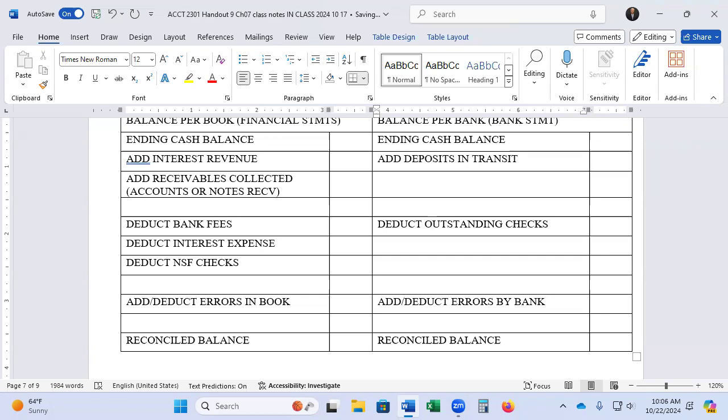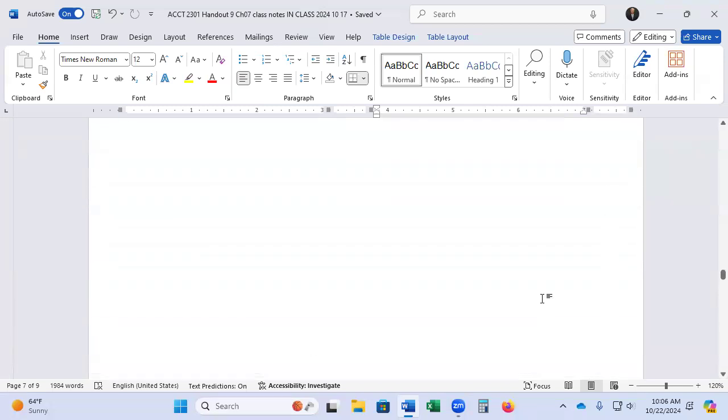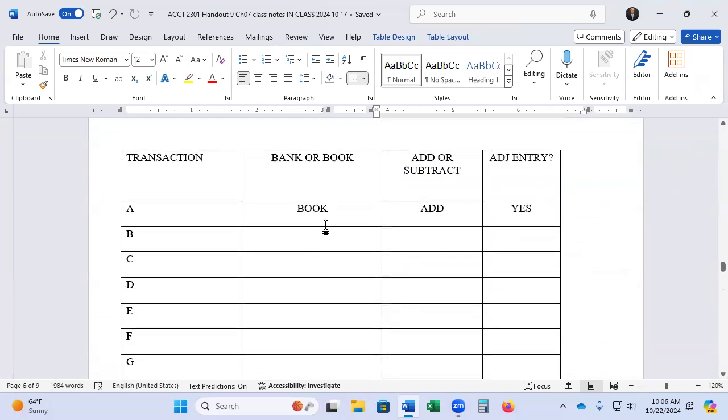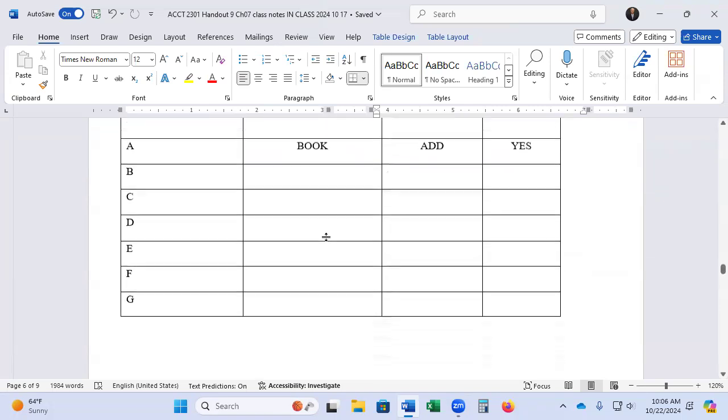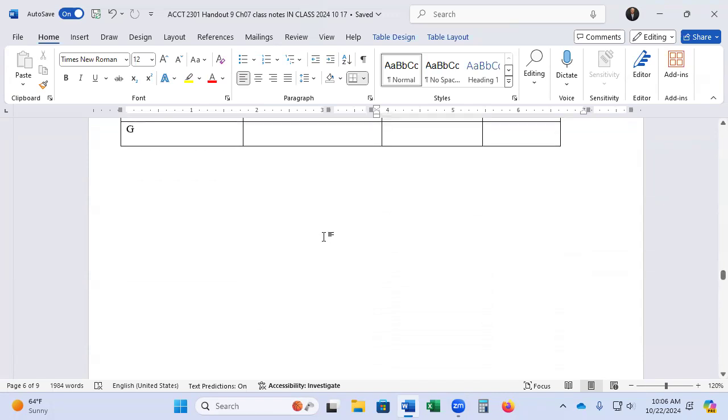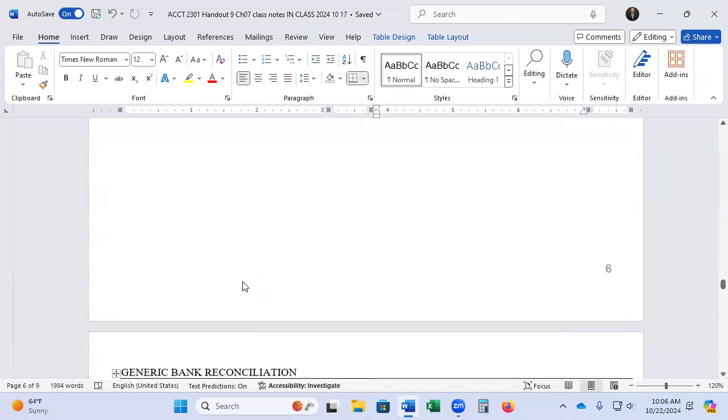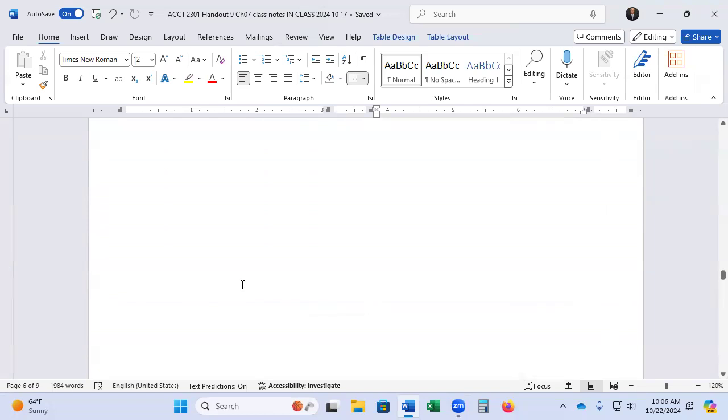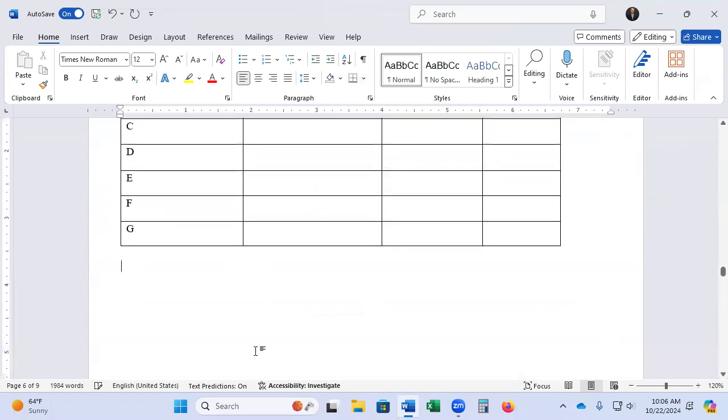So, any of the transactions on the right adjust the bank balance. Any of the transactions on the left adjust the book balance. So when you see these up here, you should be able to look and say, okay, what side is it on, left or right? And knowing left is book, right is bank. Now, again, you don't have to always set it up that way, but it's just the way that it's set up for the class.